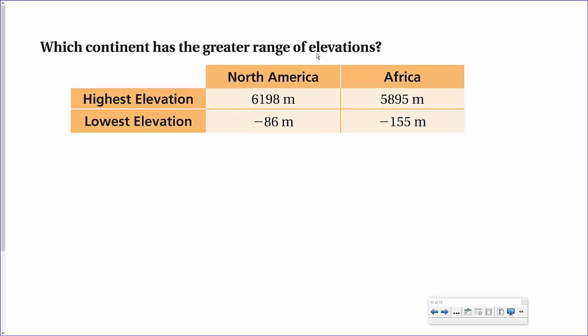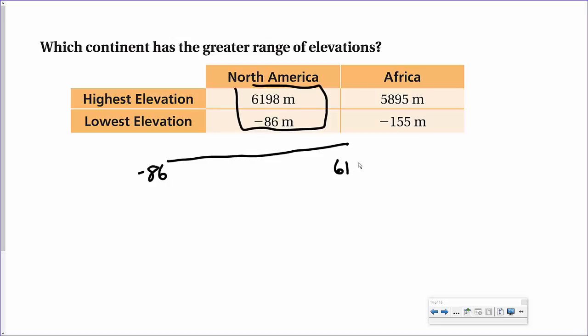It says, which continent has the greater range in elevation? Now, range means the lowest to the highest, the difference, right? So I'm going to take this, and let's just make a number line. So I have -86. I'm doing this one first. And I'm going all the way over to 6198. And we know in between the negative and the positive, there has to be a 0. That's what changes it from a negative to a positive. So from -86 to 0 is 86. And then from 0 to 6198, if I add these two together, so I'm going to take 6198 plus 86.